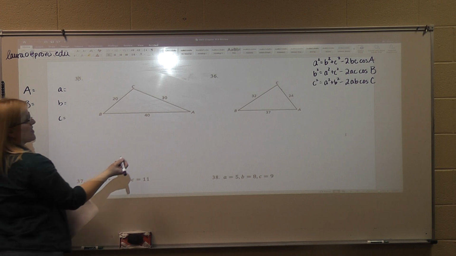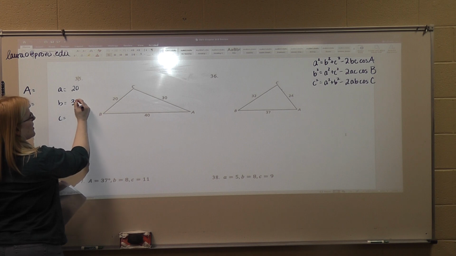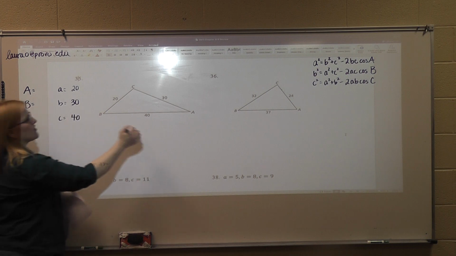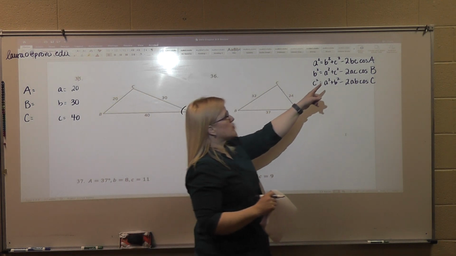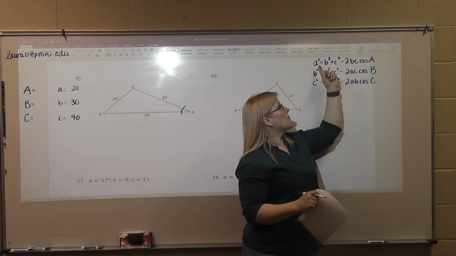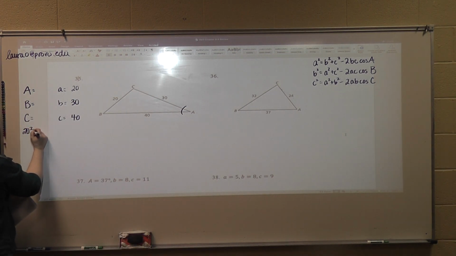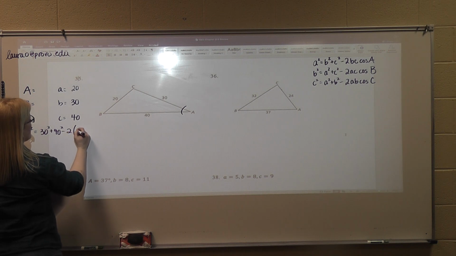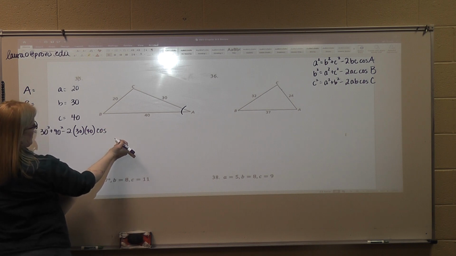Okay, and in this case I have all my sides. A is 20, B is 30, and C is 40. And let's go ahead and find angle A. So in order to do that, I'm going to use the one that has my angle A in it. So I'm going to use this formula right here. So I've got 20 squared equals, that's my A, B squared plus C squared minus 2 times B times C times the cosine of A.